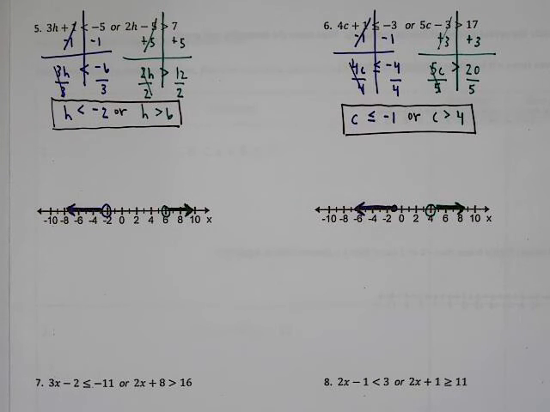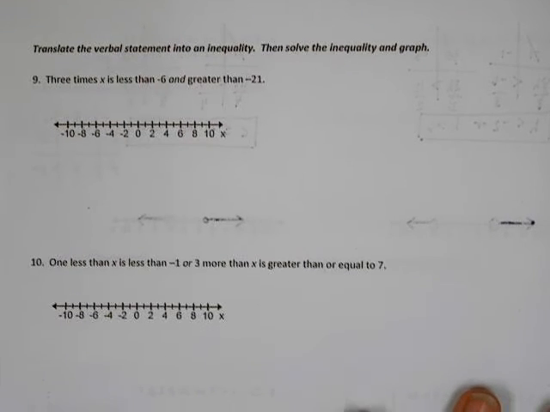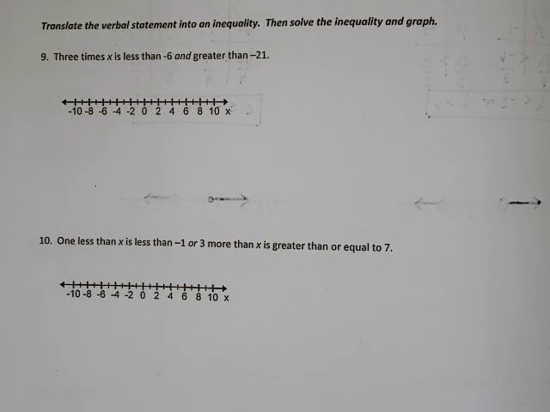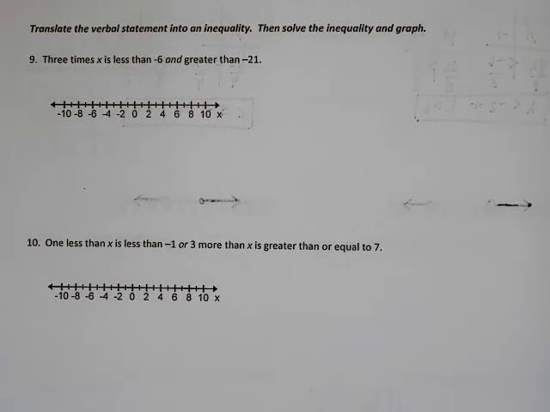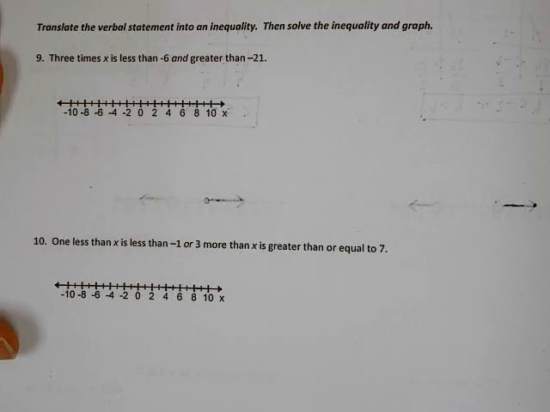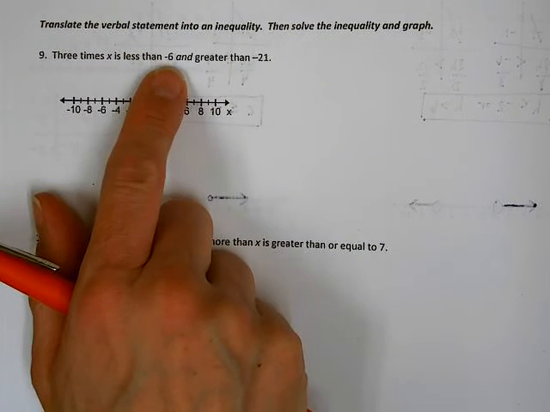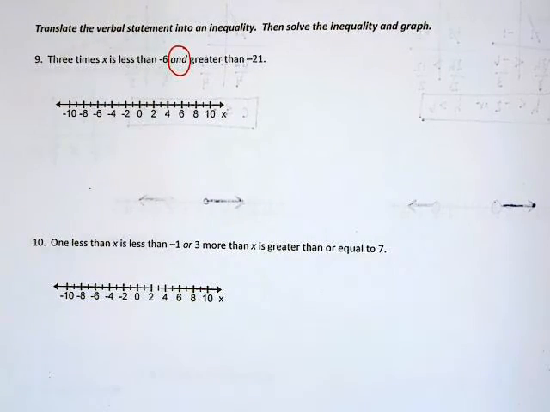Now there's one last piece to this. So if we flip over, the last thing we need to be able to do is translate before solving and graphing. And we've done a little bit with translating, but now we have to be careful because we're going to have multiple operations in these new inequalities. Now, when I'm translating, the first thing I'm going to do is look and see if I have an and or an or. So in number 9, I see 3 times x is less than -6, and it's greater than -21.